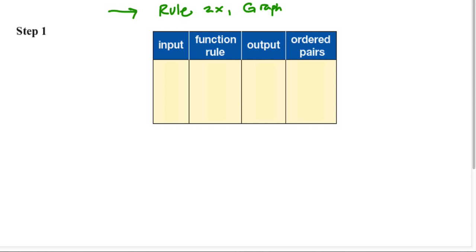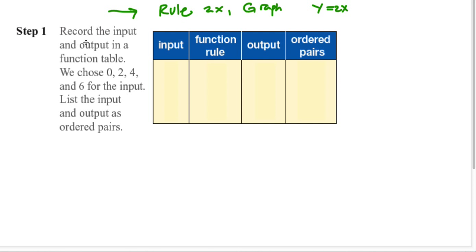Remember, we talked about this. In our input, the input will always be x. The output will be y. So our function will be y is equal to 2x, where 2x is our function rule, y will be our output, and x will be our input. So first things first, step number 1, record the input and output in a function table: 0, 2, 4, and 6. List the input and output as ordered pairs.